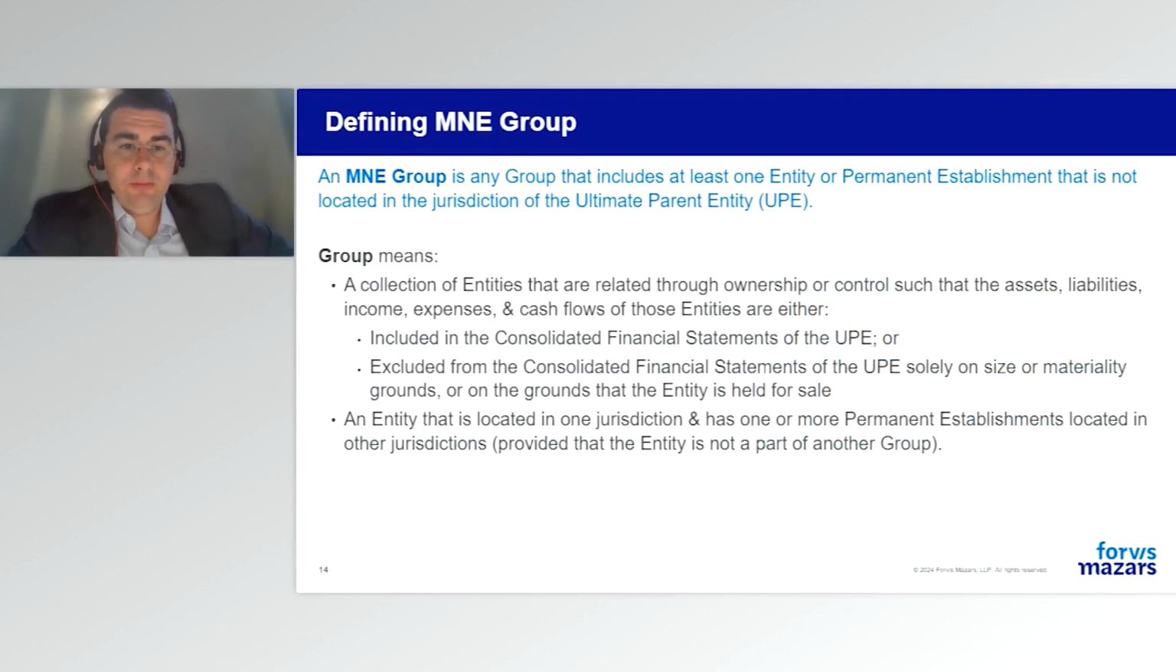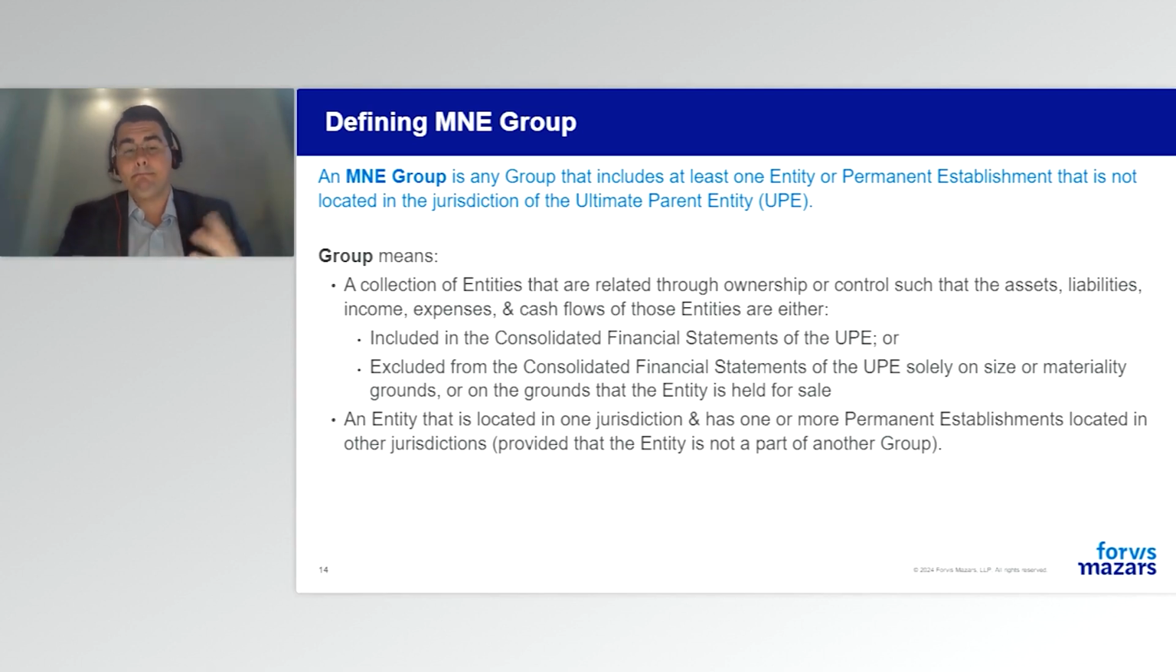An MNE group, as we discussed last week, is a group that includes at least one entity or a PE that is not located in the jurisdiction of the ultimate parent entity. We'll define ultimate parent entity in a second. A group is basically a collection of entities related through common ownership or control, such that the liabilities, assets, income, expenses, and cash flows of those entities are either included in consolidated financial statements, or excluded, or there is an entity in one jurisdiction that forms a main entity group and a PE group, which we'll talk about in a nutshell.